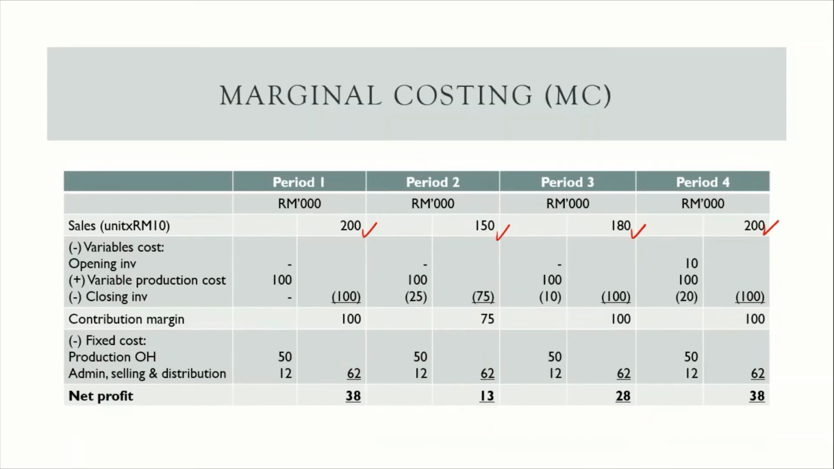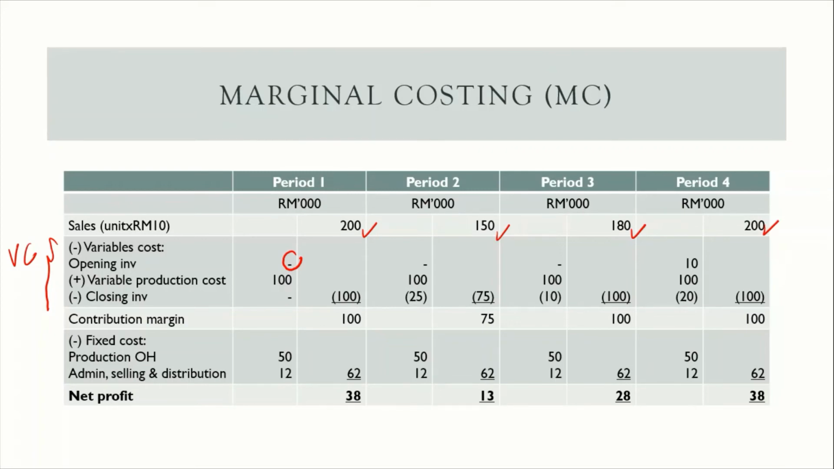So the difference starts here, the production. So marginal only focuses on VC. So you have to only look at the VC cost. Okay, so the statement above states that the opening inventory for period 1 is 0. There is no opening, so you put a dash or put 0. And after that, the variable production cost is 100 based on the paragraph.